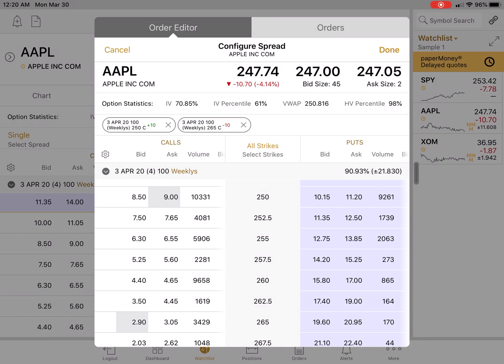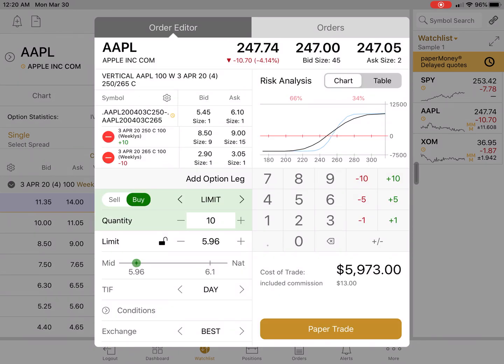So tap on done. Now notice again, there are negative signs. The first one on the top is the April the 3rd, 250 call option that we are going to buy. And then the April the 3rd, 2020, 265 call option we're going to be writing. And I want to do this not with 10, but 1. Now notice down below it says cost of trade $597.30 with the commissions of $1.30.